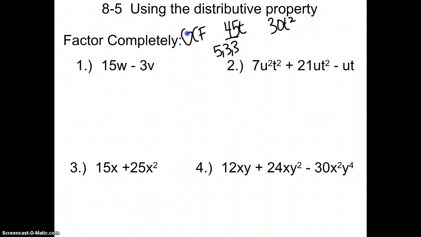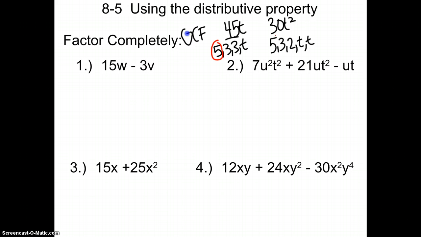5 times 3 is 15, times 3 would give us 45. T is a single term, so we can just leave that alone. And 30 can break up into 5, 3, and 2. T squared, we can break it up into t times t. So there we have our lowest terms. And now we see what they have in common.